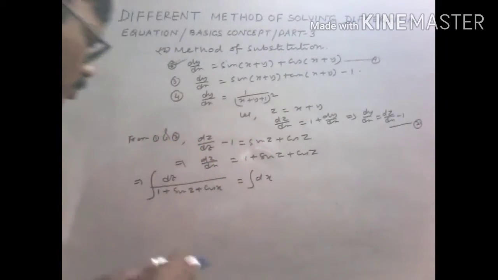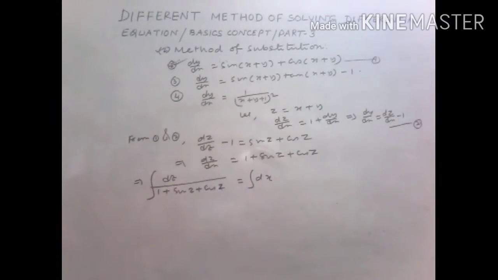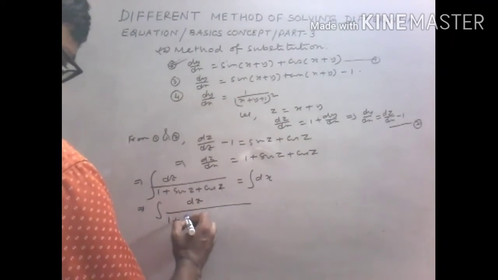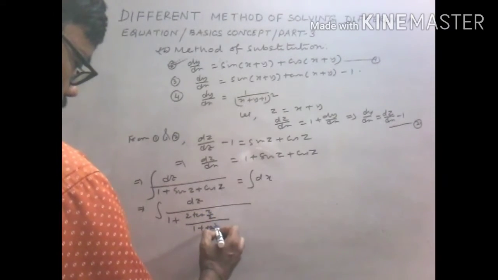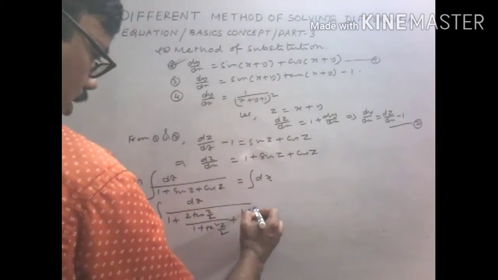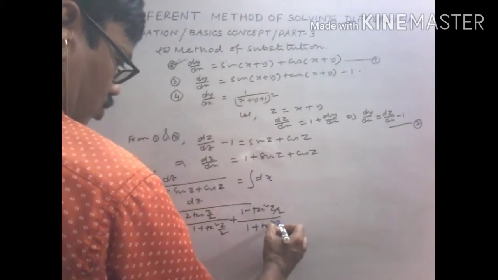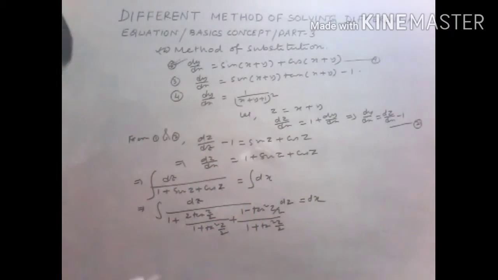So we know you have to express sin z and cos z in terms of tan z/2. So dz by, what is tan z? 2 tan(z/2) over 1 plus tan²(z/2). Cos z is (1 minus tan²(z/2)) over (1 plus tan²(z/2)), into dz equals dx.